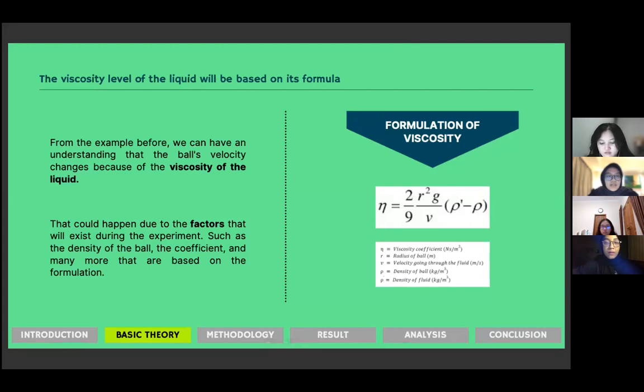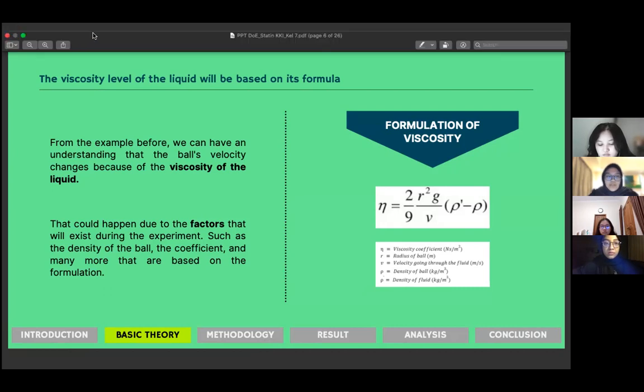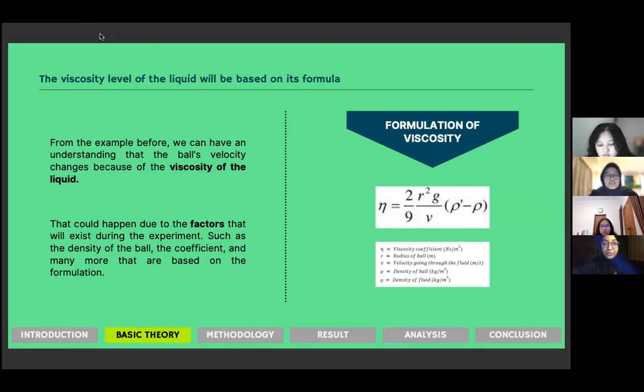Next, please. Okay, now from the example before, we can understand that the ball's velocity changes because of the viscosity of the liquid. That could happen due to the factors that will exist during the experiment, such as the density of the ball, the coefficient, and many more that are based on the formulation written to the right.